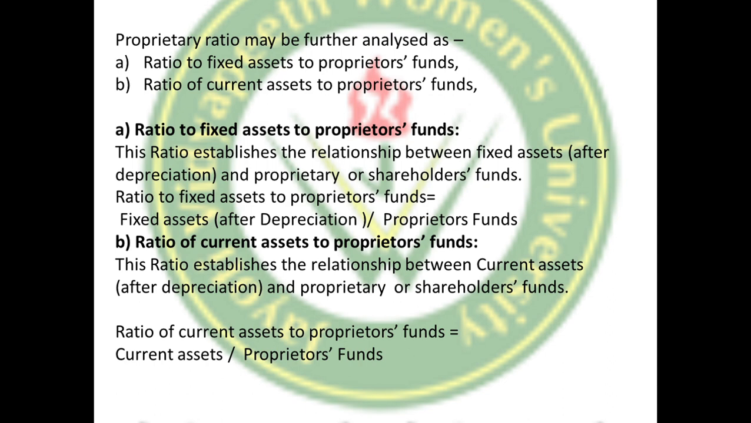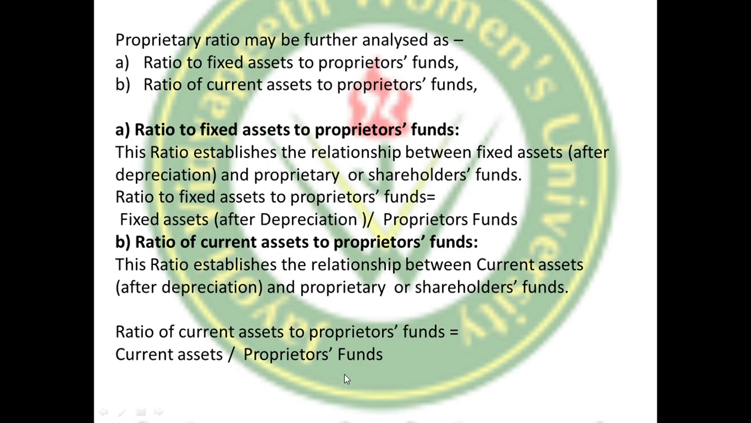Next is the ratio of current assets to proprietor's fund. This ratio establishes the relation between current assets and proprietors' or shareholders' fund. The earlier mention of "after depreciation" here is basically a mistake. There is no depreciation on current assets. So the formula to calculate this ratio is current assets divided by proprietary fund.